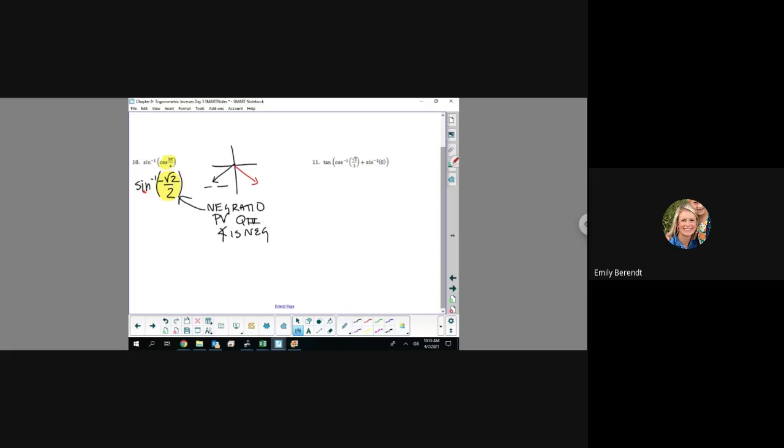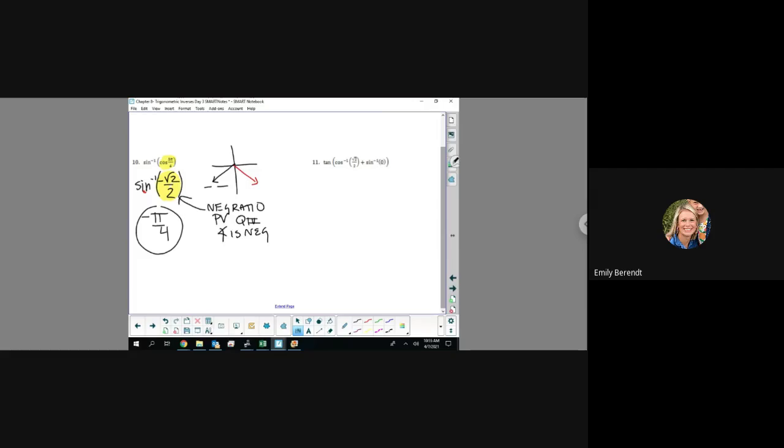Negative pi over 4. Why not 7 pi over 4? Because 7 pi over 4 is in quadrant 4. PV says it's got to be negative. It's got to be where the calculator searches and it returns to you a negative angle.